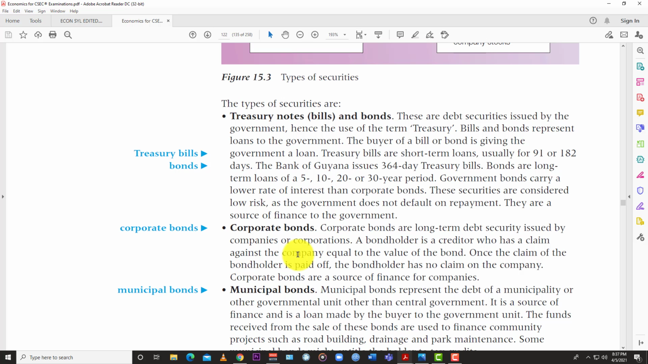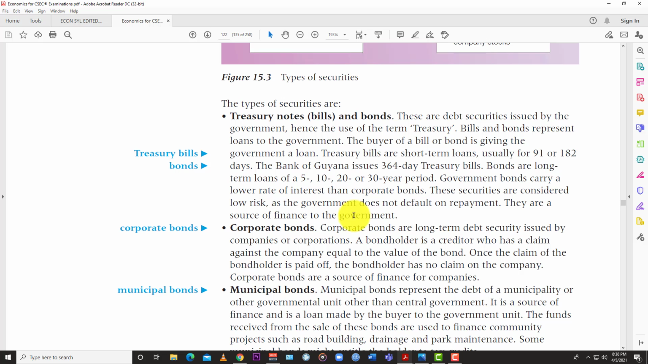As you can see, the difference between the treasury bills and the treasury bonds is simply the time frame. The treasury bills are short-term loans, usually for 91 to 180 days, whereas the bonds are long-term loans of 5, 10, 20, 30 year periods. So that's the key difference between the treasury bills and the treasury bonds. They're all loans, they're all debt type securities, but it's about the length of time.